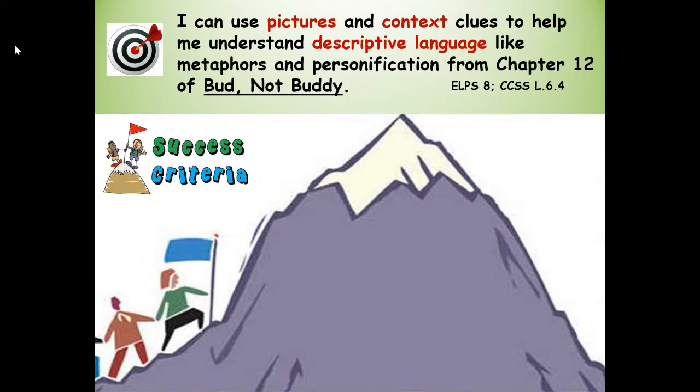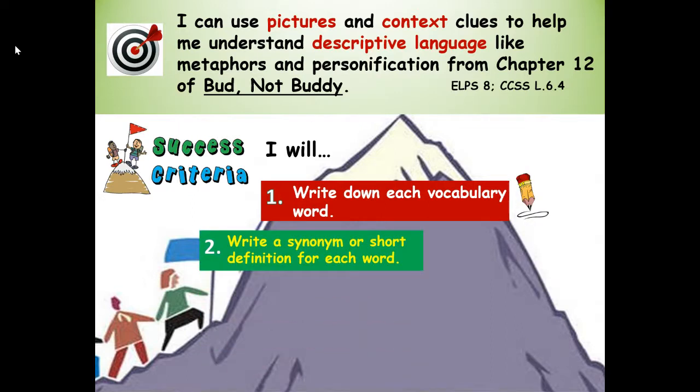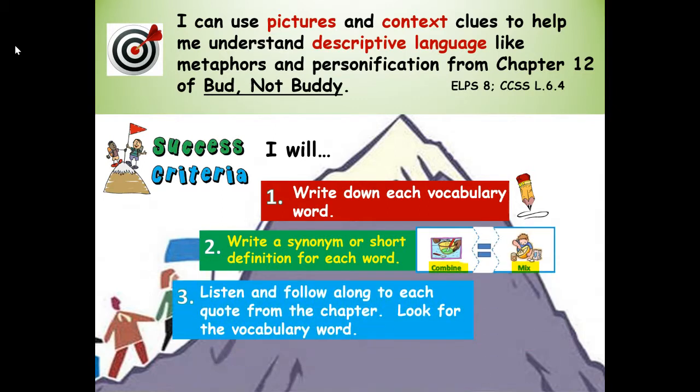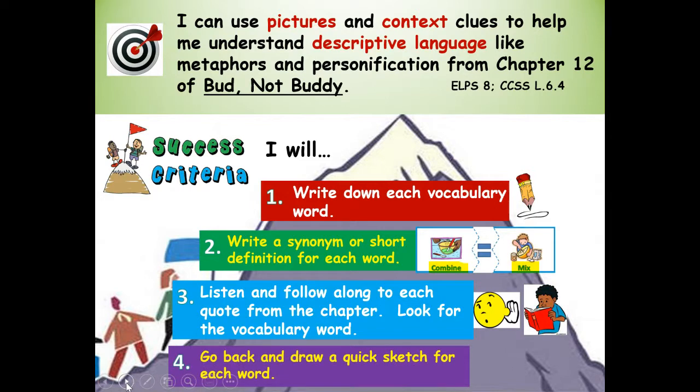Here are our steps to success. I will, number 1, write down each vocabulary word. Number 2, write a synonym or short definition for each word. Number 3, listen and follow along to each quote from the chapter and look for the vocabulary word. And 4, go back and draw a quick sketch for each word.